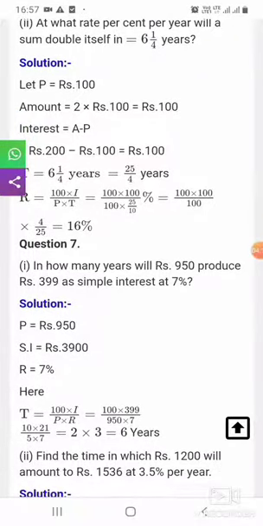Then finding the T is equal to 100 into I by PR. 100 into I is what? 399. You can see principal is 950 rupees into rate of interest is 7. So in the previous case we found rate of interest. Now we are finding time.